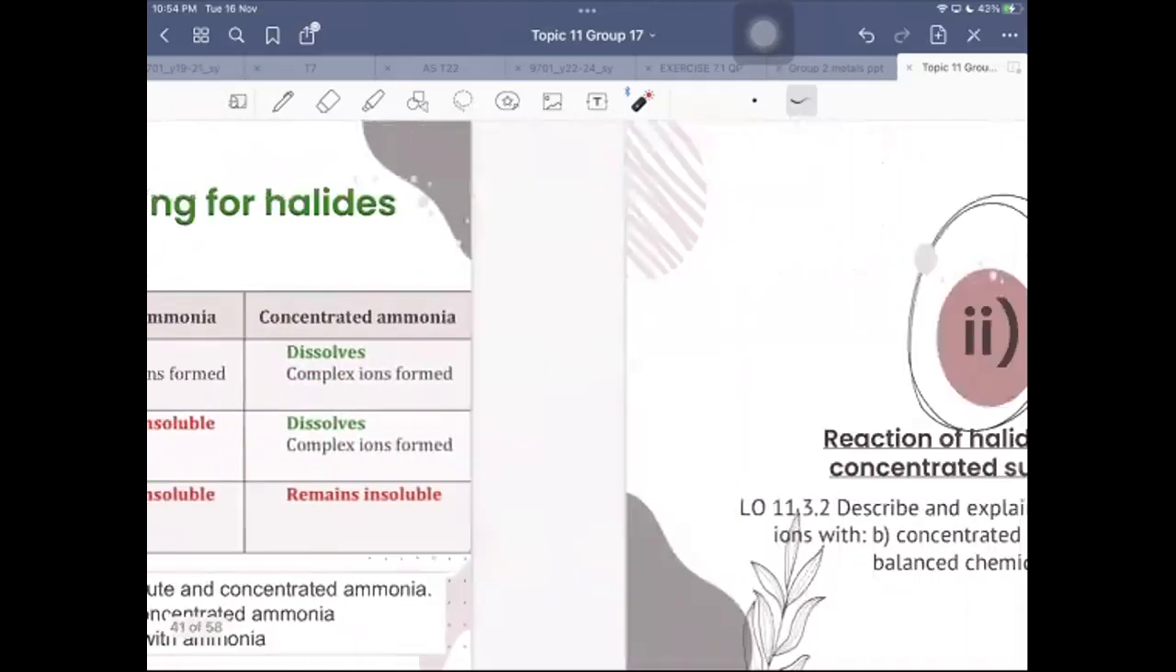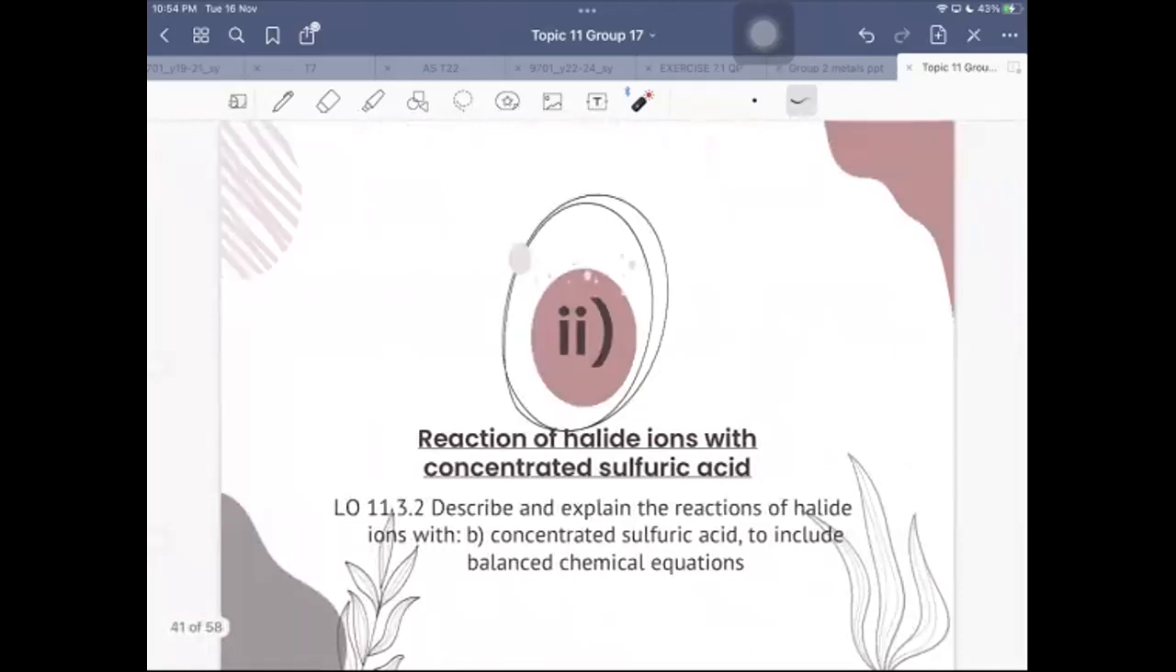Right, moving on is the second reaction, and this is the important reaction that shows the strength of your halide ions, okay, how powerful the halide ions are as reducing agents.